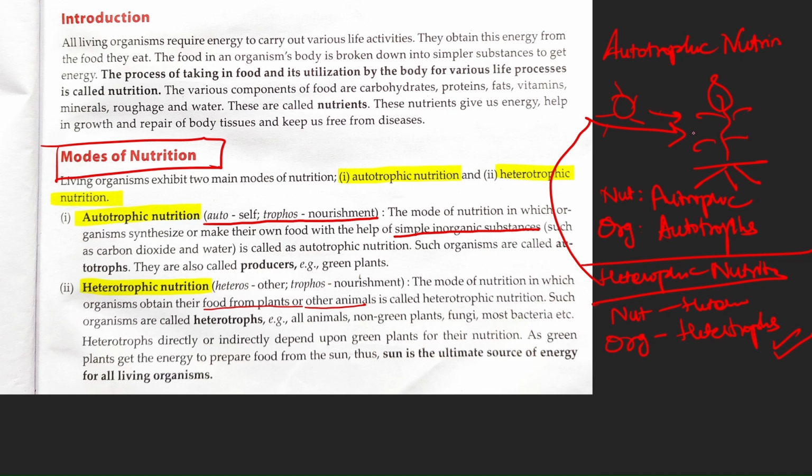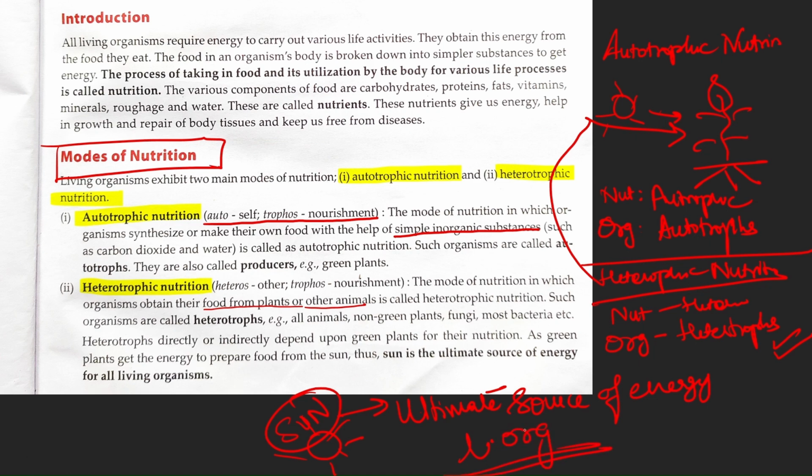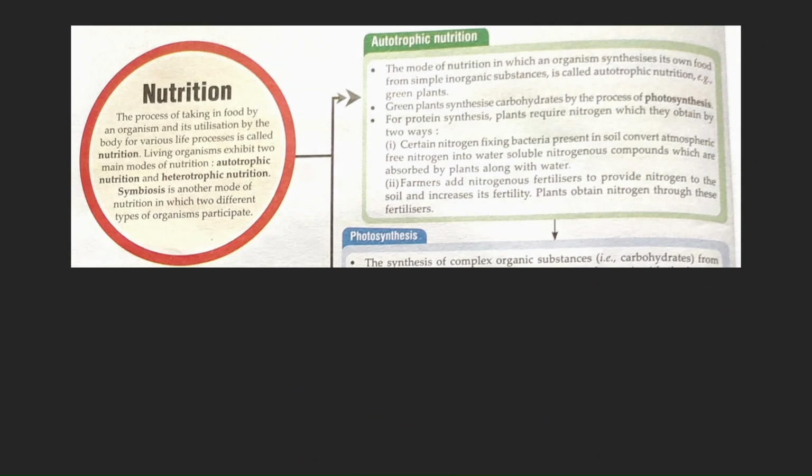Okay, for their nutrition. As green plants get the nutrition from the sun, thus the sun is called our beloved sun. Sun is called the ultimate source of energy for all living organisms. So we just saw the modes of nutrition.